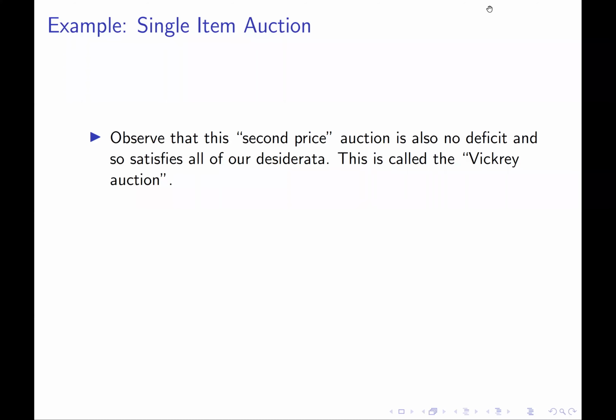So there's a question, what if two players have the same highest value? Then we can break ties arbitrarily. We can give it to either one of them, or we can randomize between them. And the second highest bid is equal to the highest bid. And so one of them is the winner, and they pay their bid in that case.